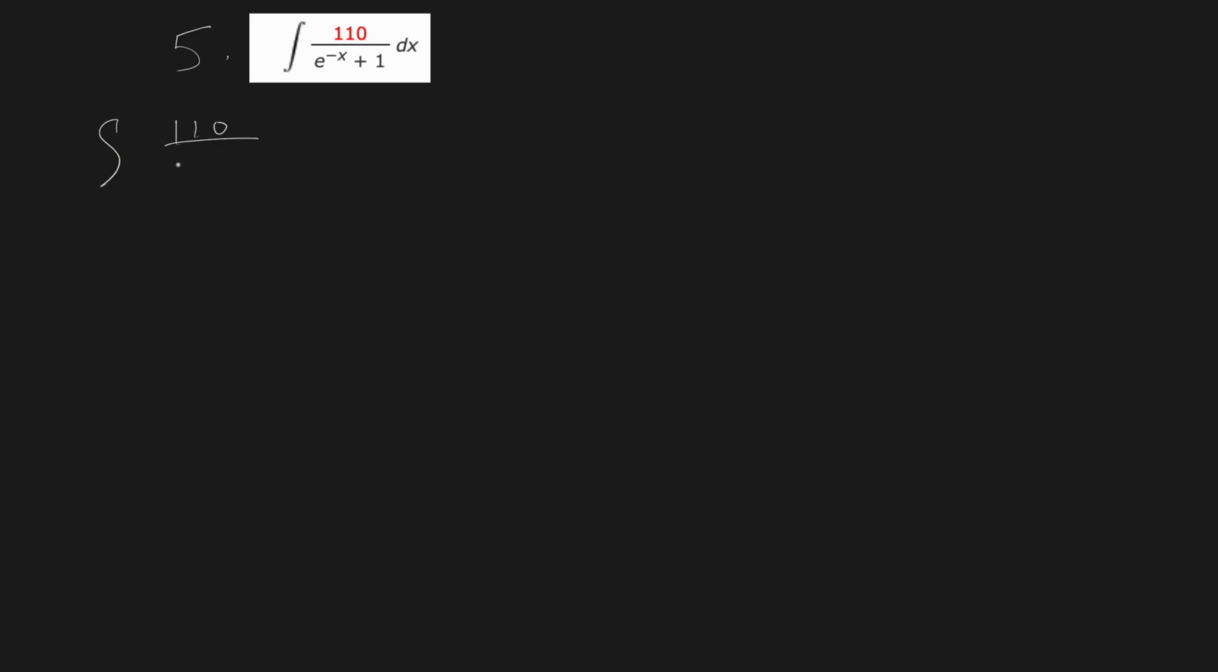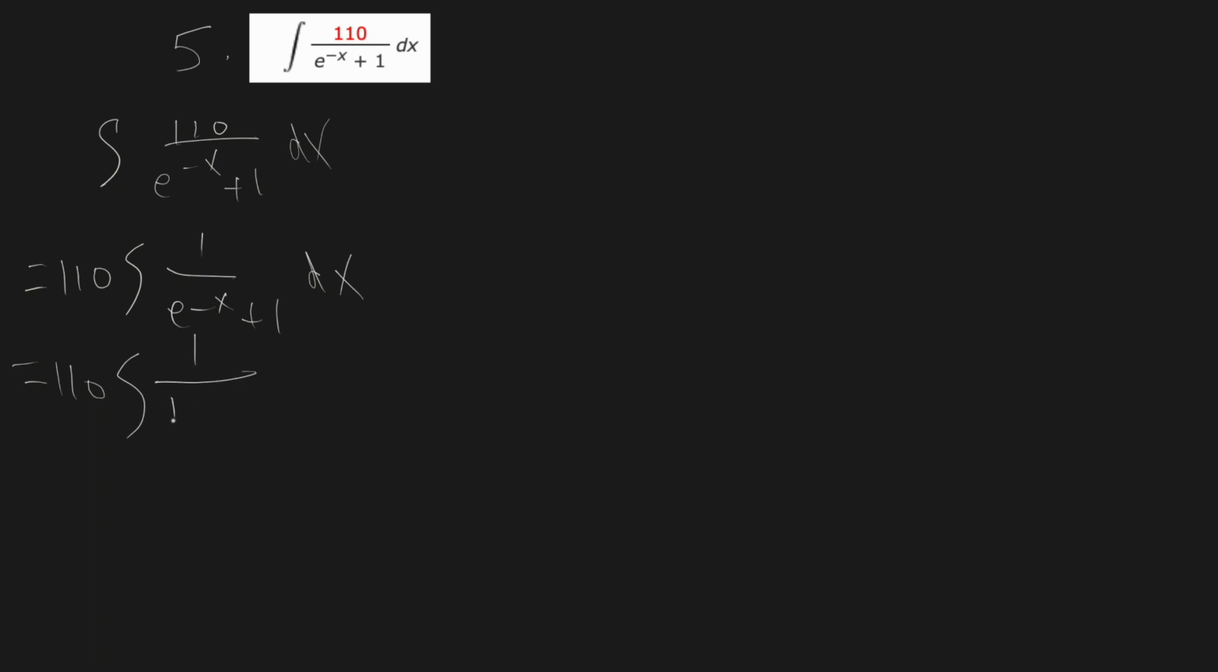We've got the integral of 110 divided by e to the negative x plus 1 dx. As our first step, let's bring the 110 outside of the integral. Now this may look a little intimidating, but let's write e to the negative x for what it actually is.